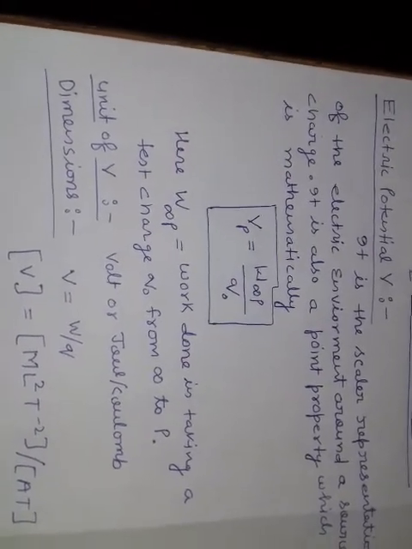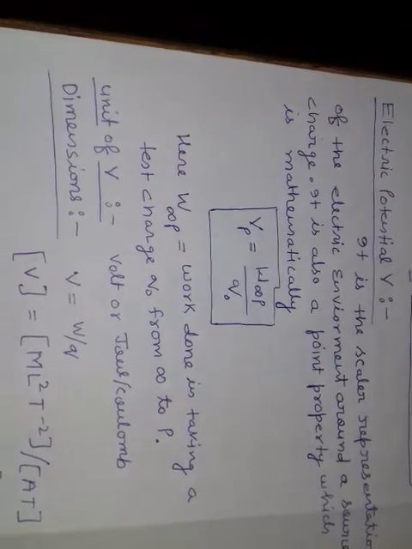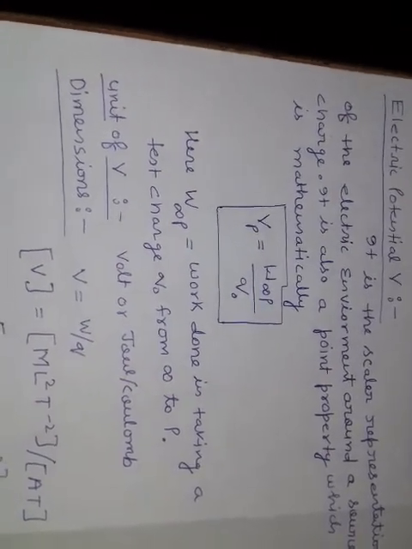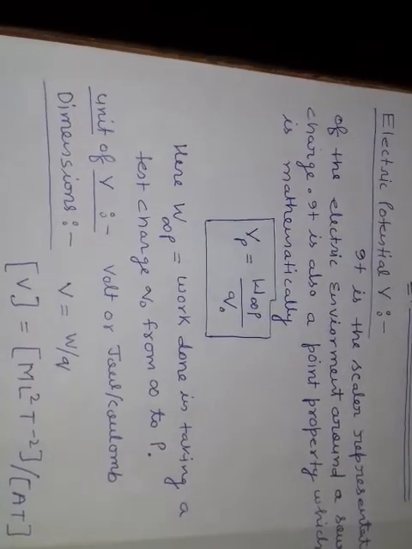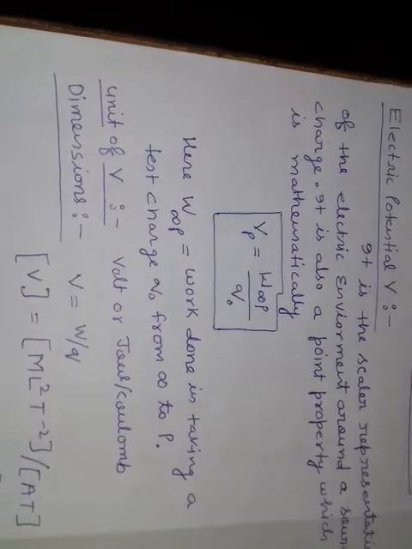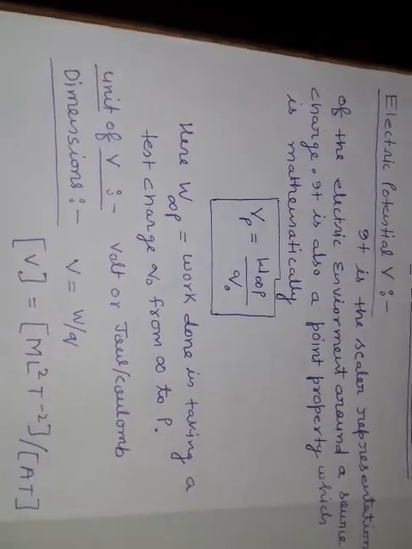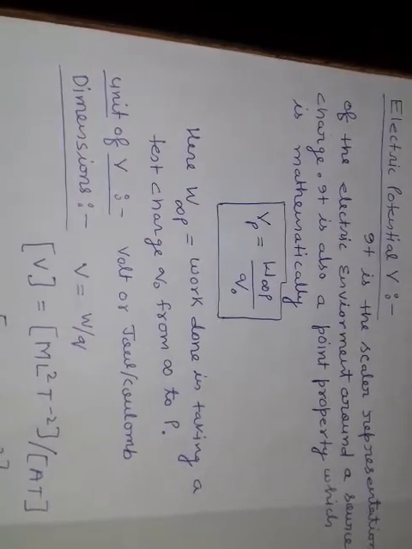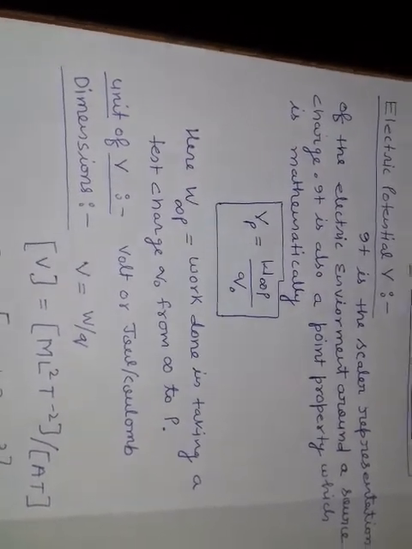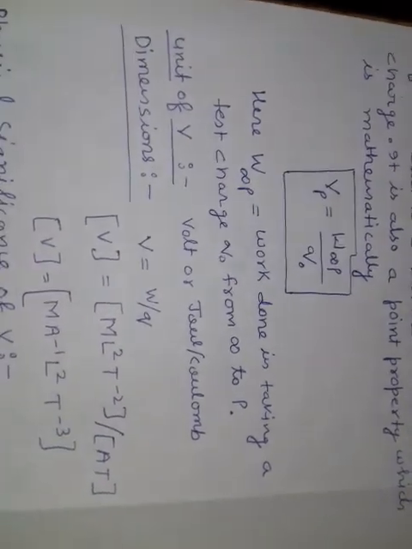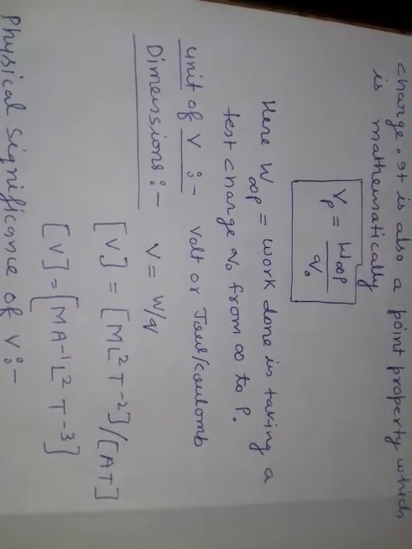What is the basic formula to calculate electric field at a point? That is force per unit charge. Here potential at any point is the work done per unit charge. Okay, so potential basically is work done per unit charge, whereas electric field intensity is the electric force per unit charge. The unit of electric potential is volt or joule per coulomb.